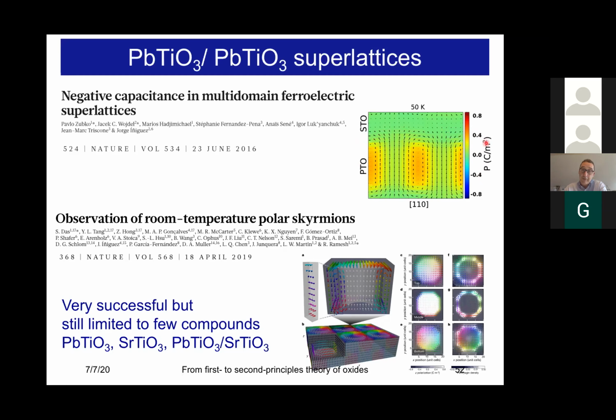If you look, for instance, at PTO, STO, what will happen in the PTO layer will strongly depend also on the STO thickness, because STO is something very specific in the sense that it's not ferroelectric, but it has a very large static dielectric constant. STO has a dielectric constant at room temperature that is around 300. If you go to low temperature, it will become even much larger. So this is a highly polarizable material, which means that producing a polarization in STO is not so costly.